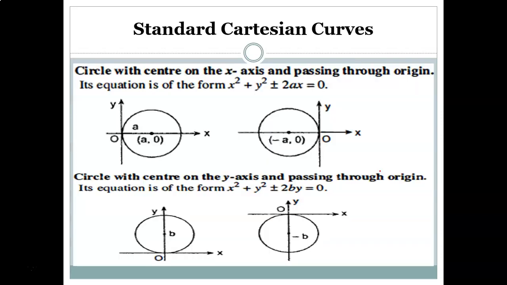So in Cartesian form, you see the first is the circle with center on the x-axis and passing through the origin, and the equation is given like this. If it is plus, the geometry is this. If it is minus, the geometry is this. Similarly, if the center lies on the y-axis, then the equation of this type, you write like this.